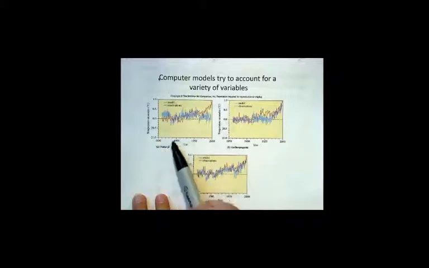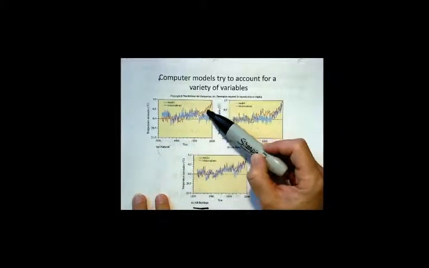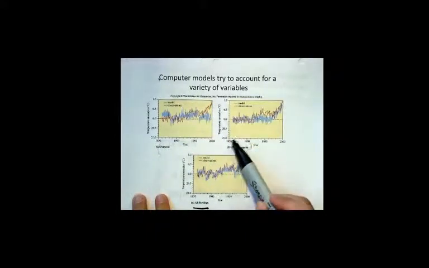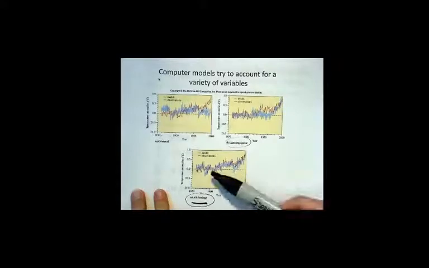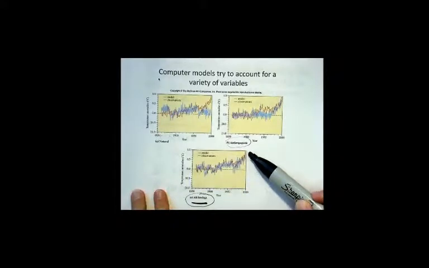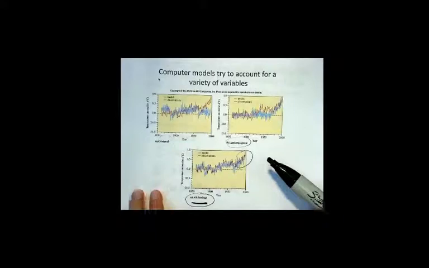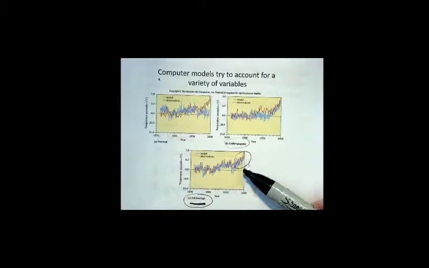Trying to just use natural causes, you cannot account for the increase in temperature. Trying to use human causes, it matches better over here. When you compare all forcings in this particular model, the model is actually pretty good because you can see it's tracking pretty well with the actual temperature, and it's showing the increase over the last 10 or 20 years, tracking pretty well.